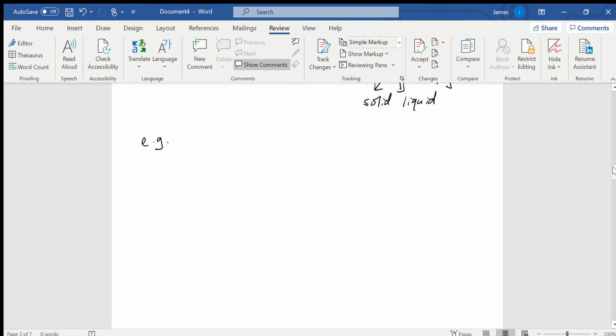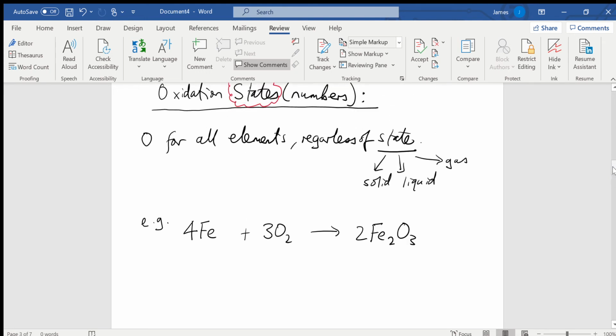So let's see. Let's take a balanced equation. So we have 4 iron atoms and 3 oxygen molecules. And this gives 2 molecules of Fe2O3. Okay, so this is a balanced equation. And we're going to use what we said earlier on, that all elements are 0 oxidation state.